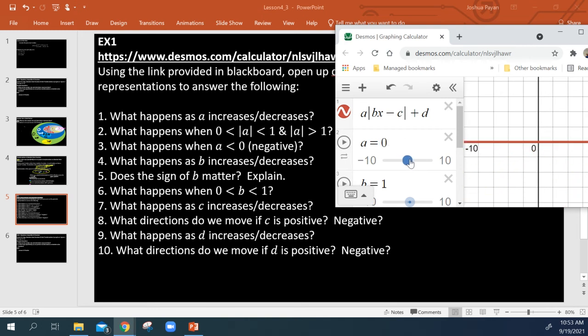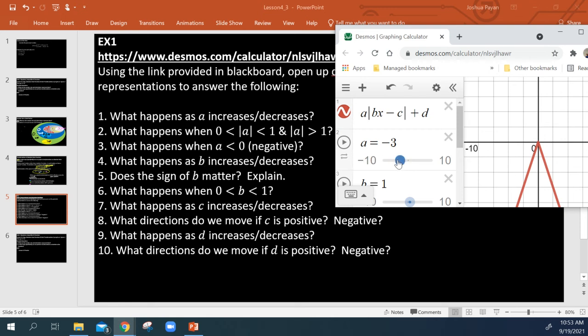Okay, so when A increases, we get vertically stretched. When A decreases, we get vertically shrunk or horizontally stretched. When A is a fraction, we get horizontally stretched or vertically shrunk. When A is less than 0 or negative, that's when we get reflected across the x-axis, and then it behaves much the same way, just on the other side of the x-axis.